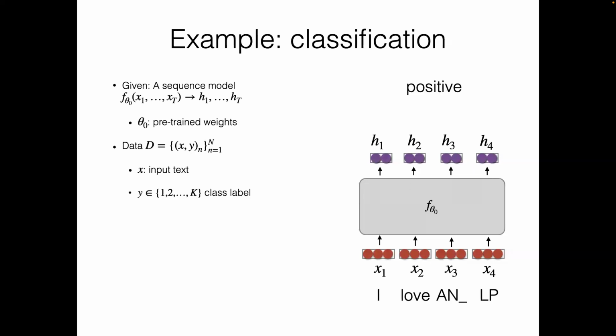Then we again assume that we have some paired data set. So here we'll have some input text X, and we will have as Y these labels. So let's say 1 to K. Let's say as a concrete example, we're doing sentiment analysis. And so here the input sentence would be, I love ANLP.